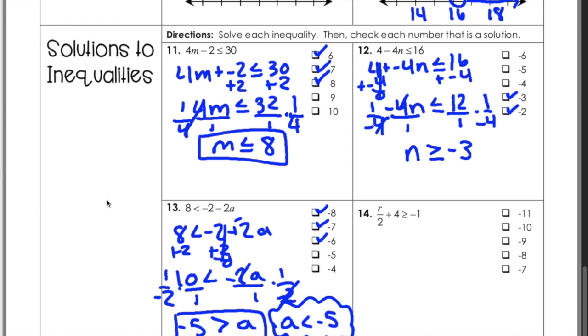And we are going to have to stop there with our solutions because it does not say less than or equal to, it just says less than. And negative 5 is equal to negative 5, so that is not a solution. And negative 4 is greater than negative 5, so that is also not a solution.